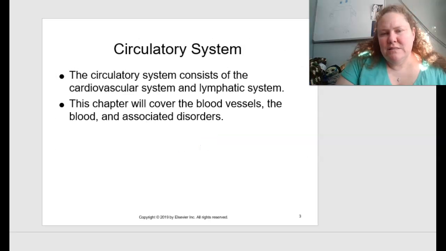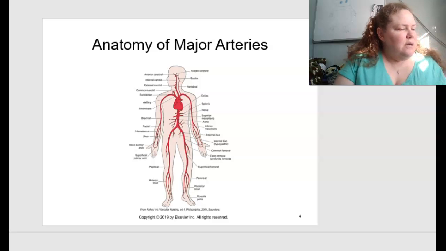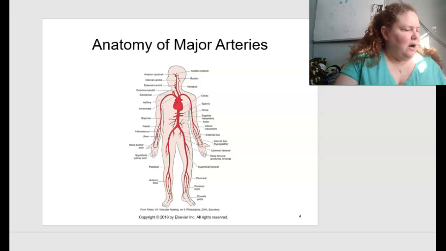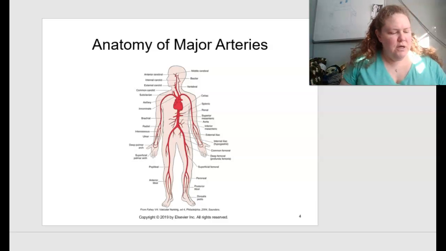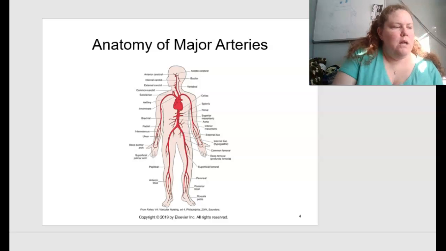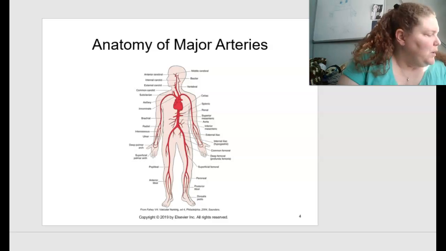The circulatory system itself consists of the cardiovascular system as well as the lymphatic system. This chapter is going to cover the blood vessels, the blood, and associated disorders, as this is a pathophysiology class. So here is the anatomy of the major arteries, and this is figure 10.1 on page 186 of your book.